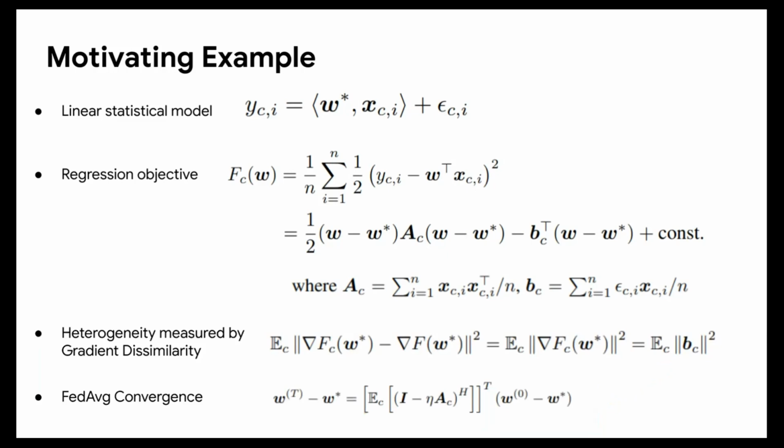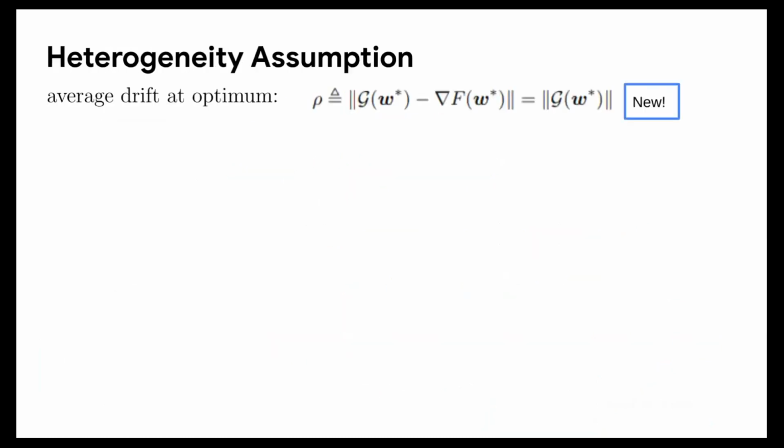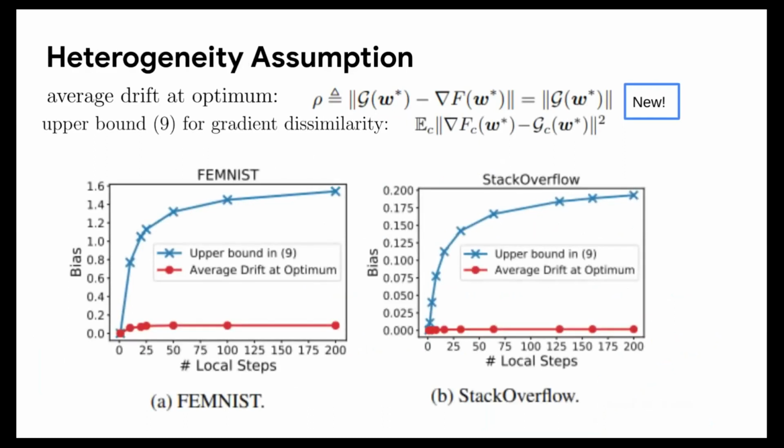But if you look at the convergence of Fed averaging for this specific problem, it's actually pretty fast. So there's a gap between what the theory tells us and what happens for Fed averaging in practice. Are we using the right heterogeneity assumption? Our observation is that this previous heterogeneity assumption is probably too pessimistic, and in practice, Fed averaging performs pretty well. We introduced a new heterogeneity assumption, which is measured by the average drift at optimum.